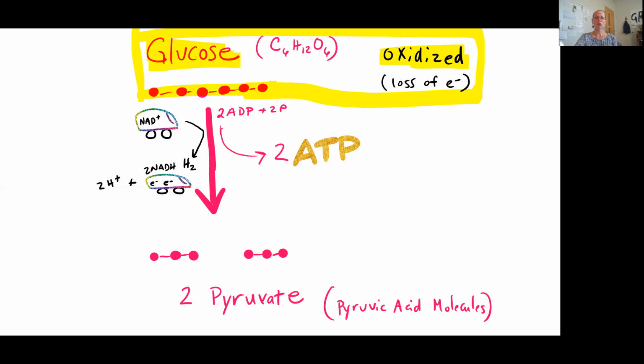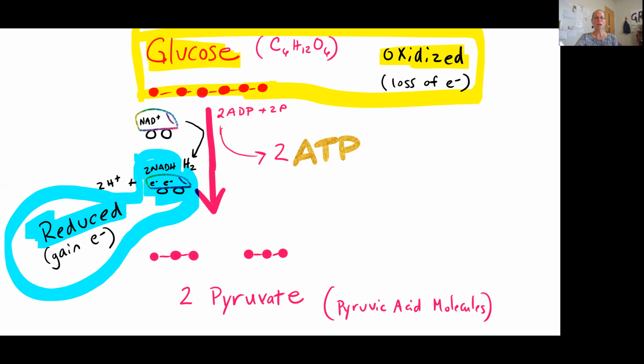Okay, again, our glucose is being oxidized. Our glucose is losing hydrogen or losing electrons. And our NADH is being reduced. Is it gaining hydrogen or gaining electrons?